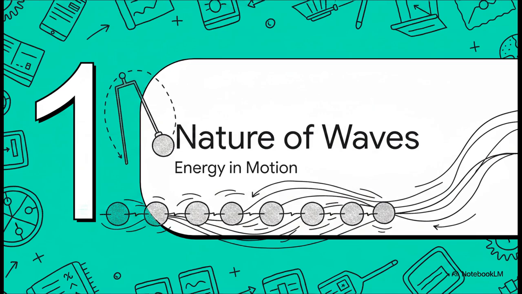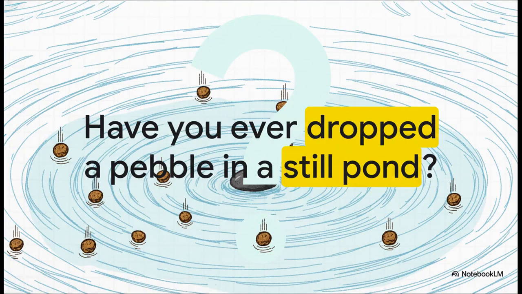Let's start right off with Section 1, the nature of waves, energy and motion. So instead of looking at a single object in isolation, we are exploring collective motion here. Picture dropping a little pebble into a perfectly still pond. What happens? Well, you instantly see those circular ripples rapidly moving outward, right? But here's the trick. If you put tiny pieces of cork on that disturbed surface, you'll notice the cork just bobs straight up and down.